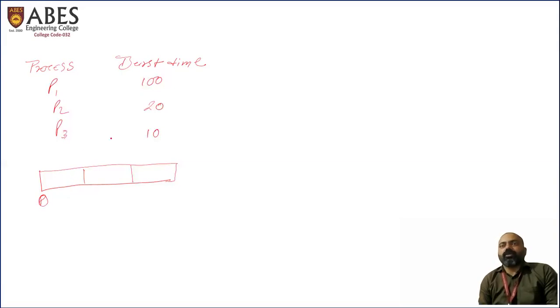Starting from 0, the sequence will be first P3. P3 has the least burst time, so it will get executed first. Then P2 will get executed, and then in the last P1. The total time taken by P3 for execution is 10, so here I write 10. Then P2 will take 20 units of time, so total time will be 30. And P1 will take 100 units of time, so total time will be 130.